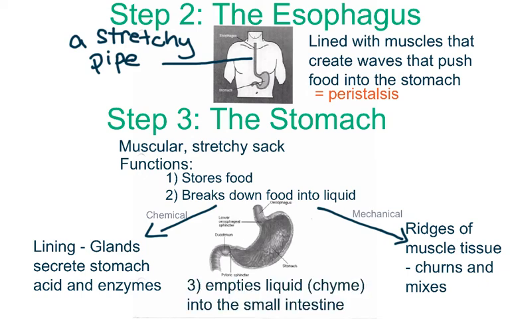For mechanical breakdown, the ridges of the muscle tissue turn and churn and mix the food to continue to break it down into smaller and smaller pieces so that your body can utilize more enzymes. Finally, the third function of the stomach is to empty a liquid, also known as chyme. I know it's spelled with a CH, but it's chyme, into the small intestines. That's actually only the beginning of the digestive process. We're going to continue this, but I wanted you to pause and make sure you have everything in your notes and you can compare it to the page that I have.